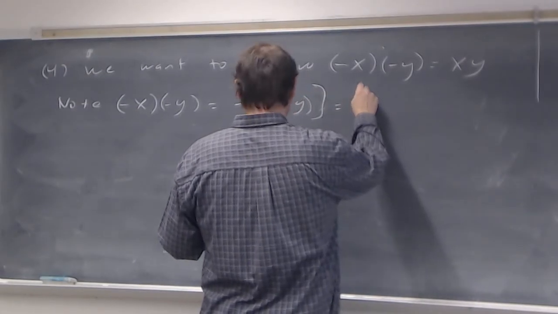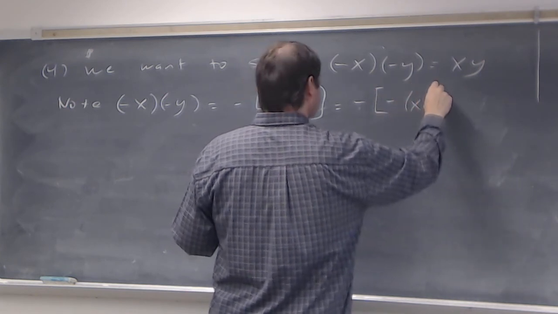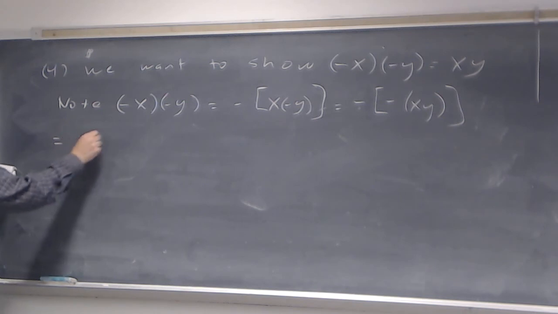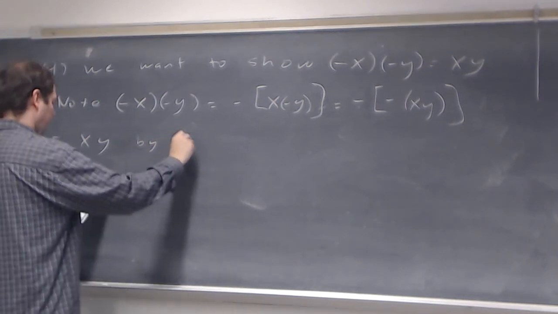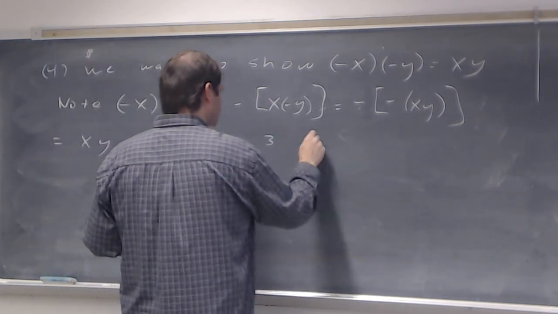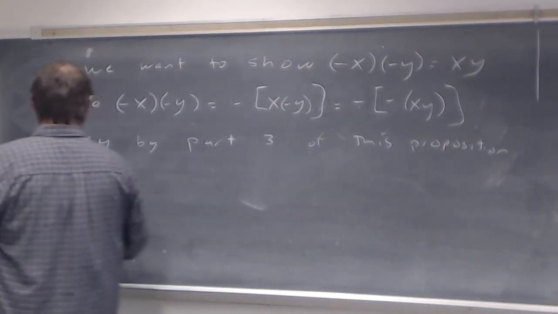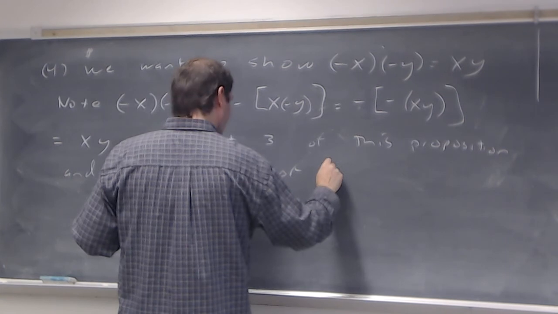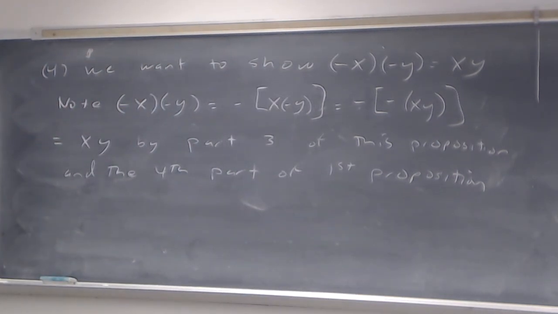Which is equal to minus x times y, which is equal to x times y, and this is by part 3 of this proposition, and the fourth part of the first proposition. Okay, and that proves it.